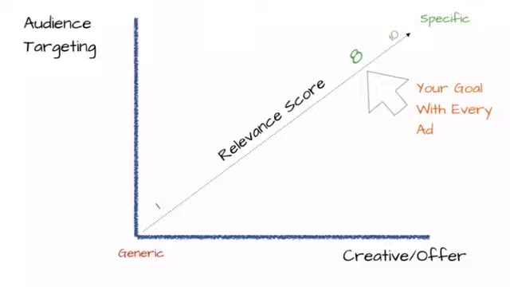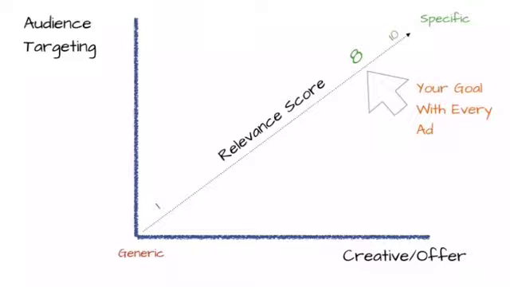Okay, so what you're looking at here is, as I said, and some of you may have seen this before, how I think about relevance score. What it says is that this relevance score between 1 and 10 is influenced by the two things on the two axes, one being your audience targeting and the other being your offer and creative. And the better those are, and by better, in terms of relevance score, we're talking about the more specific they are, the more relevant they are to the person being targeted, the higher that score is going to be.